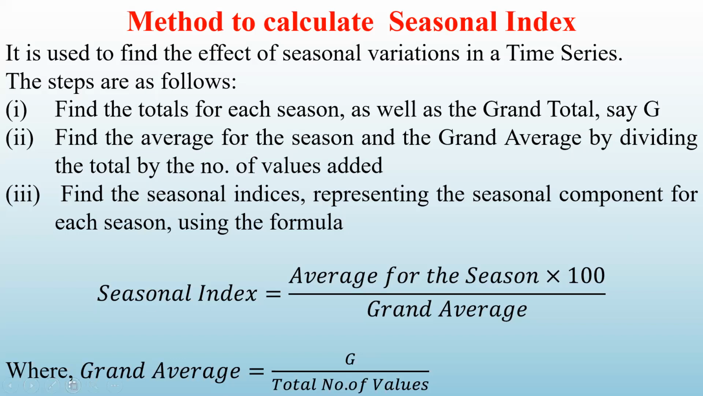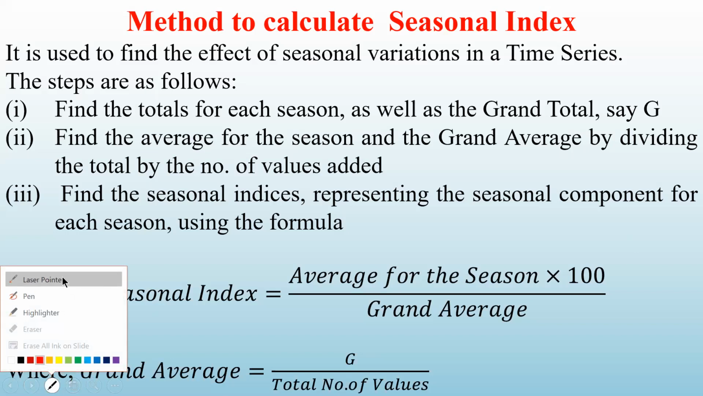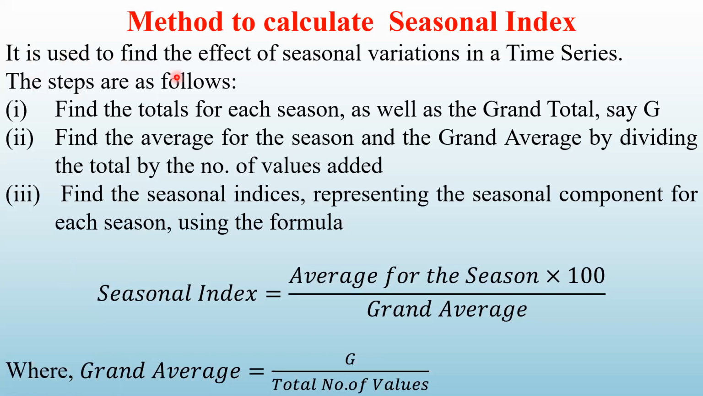So let us see the method to calculate seasonal indices. This is used to find the effect of seasonal variations in a time series, and the following are the steps. First, find the totals for each season as well as the grand total, which we are going to denote by G. Then second step, find the average for the season. You know how to calculate the average: divide the total by the number of values which you have added. So find the average for the season and also the grand average by dividing the total by the number of values added.